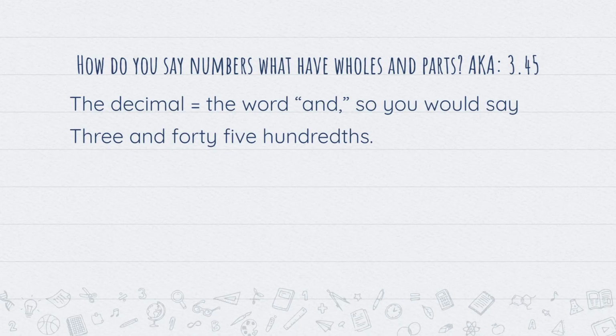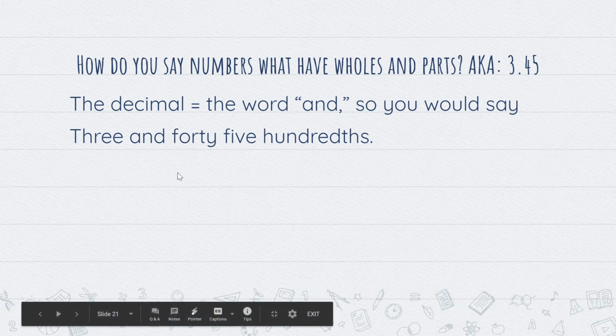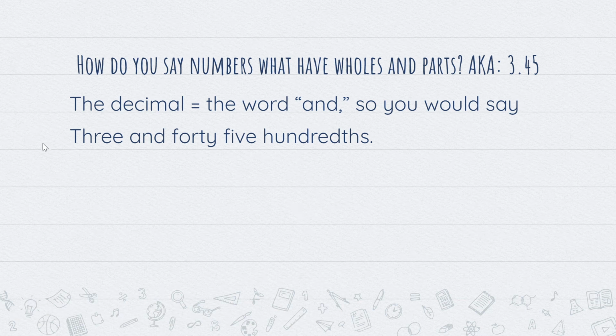So how do you say numbers that have wholes and parts? If we look at the number 3.45, the decimal equals the word "and" when you're saying it out loud. So for this number, you would say 3 and 45 hundredths.